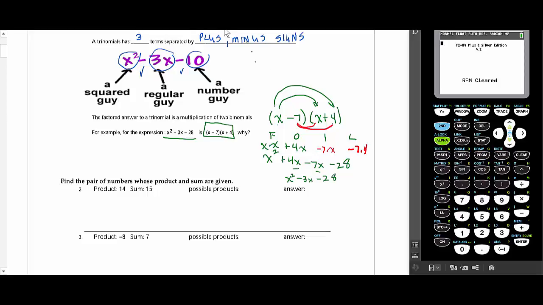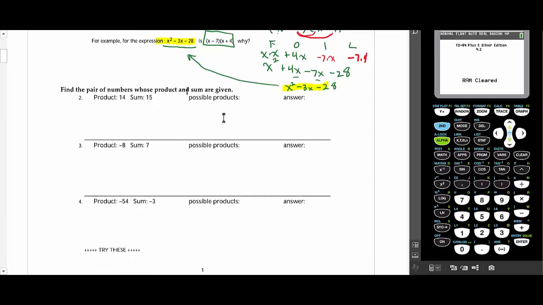Now, the reason that this is the correct answer is because it matches the problem that we're working on. I'm going to show you how to get that answer, x minus 7 times x plus 4. But I want to show you, for now, that's how you tell you're right. Does that make sense to everybody? Okay, so you want to be sure that you have the ability to FOIL and check your answers to these, okay?